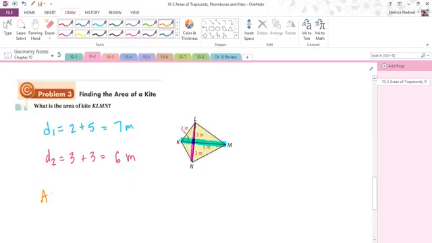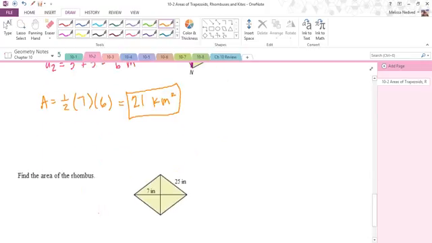So now using that formula, area equals 1/2 times diagonal 1, which is 7, times diagonal 2, which is 6. 1/2 times 7 times 6 is 21 kilometers squared. So pretty straightforward there, a lot of just plug and chug. The key is making sure you're picking the right values.